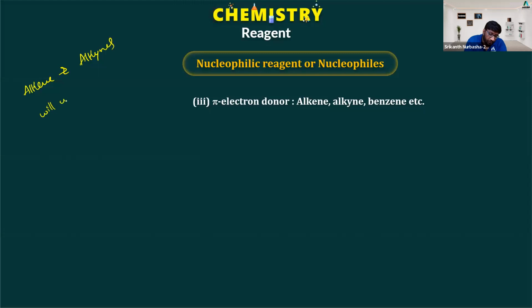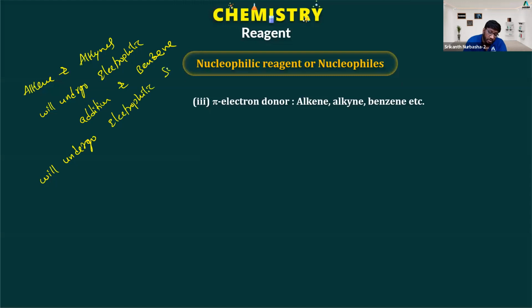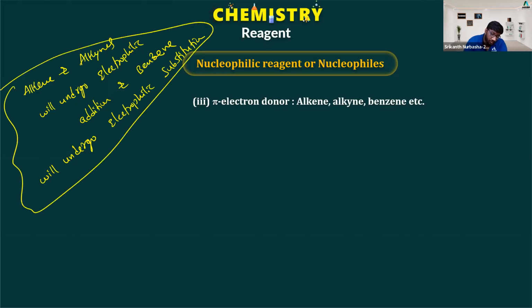Alkenes and alkynes will undergo electrophilic addition reactions. And benzene will undergo electrophilic substitution. Yes or no? Pi electron donors: alkene, alkyne, benzene.